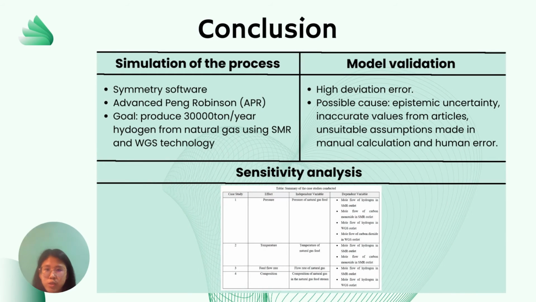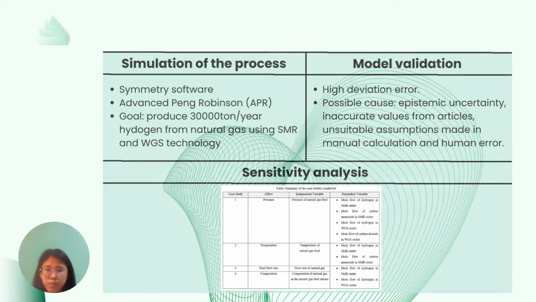In conclusion, we have successfully completed 3 main objectives for this part. First, we have simulated the steady-state reaction process using Symmetry software. As for the model validation part, we have a very high deviation error, and the possible reasons for this outcome are epistemic uncertainty, inaccurate values from articles, unsuitable assumptions made in manual calculation, and human error. Last but not least, we have run 4 study cases to study the effect of pressure, temperature, feed flow rate, and composition on the reactor performance.